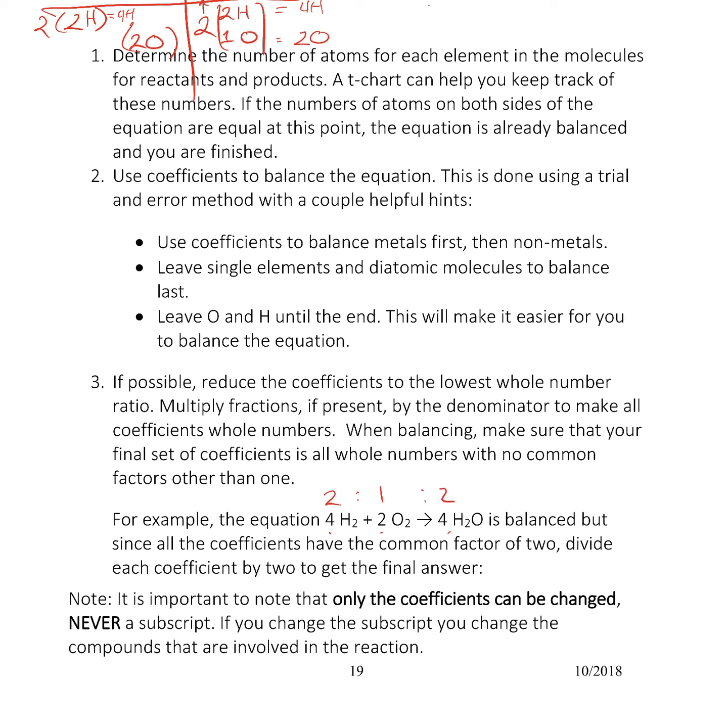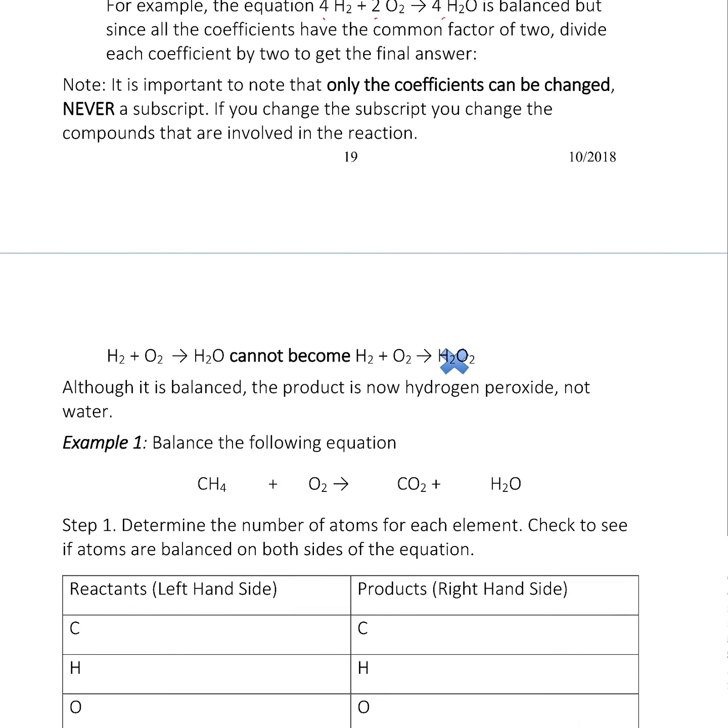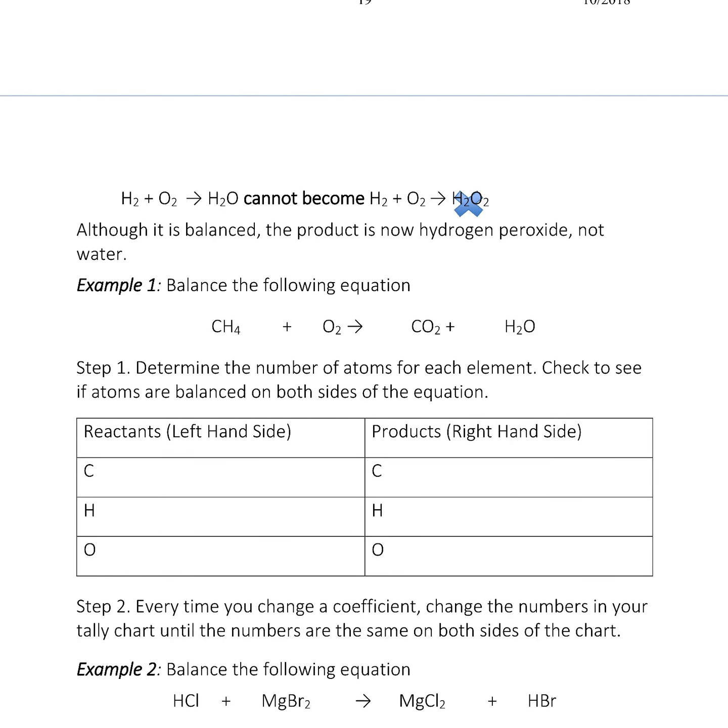Note, it is important to note that only the coefficients can be changed. So this is very important. You can never change the subscripts because that changes the compounds. So this would be a cheat, right? If you change this to H2O2, then you've just created hydrogen peroxide, which you do not want to drink. That's very poisonous.